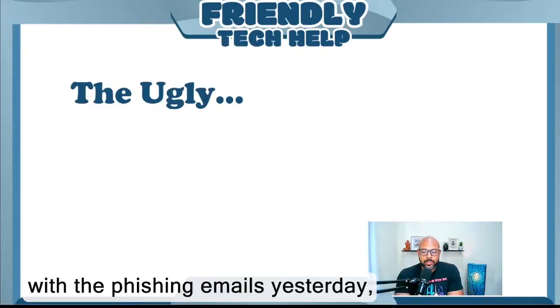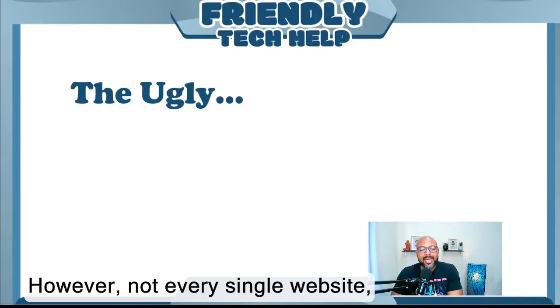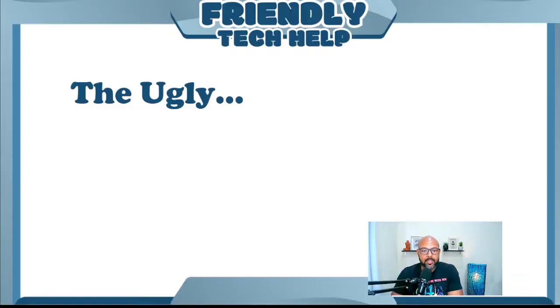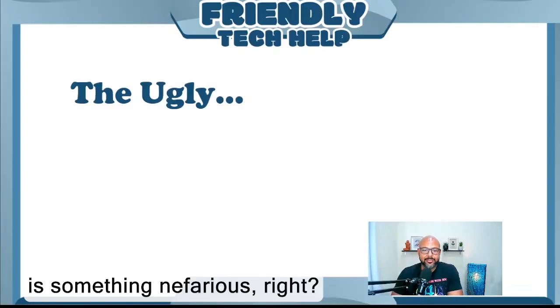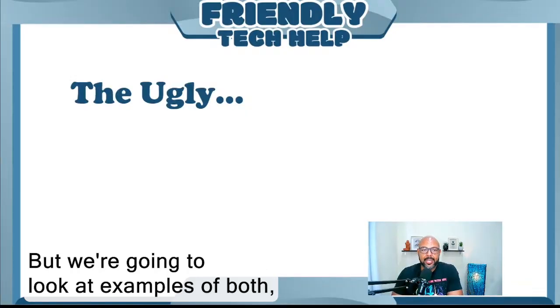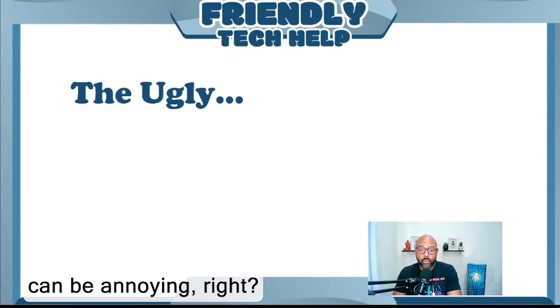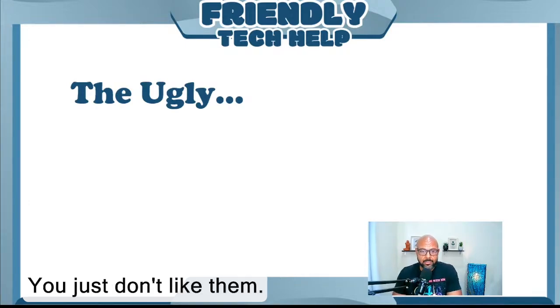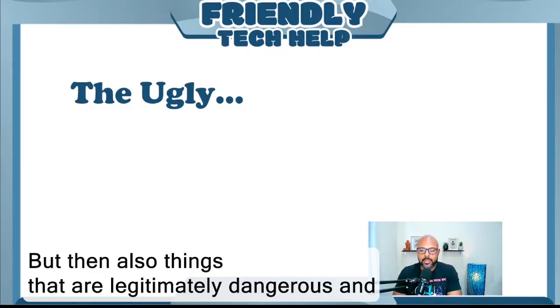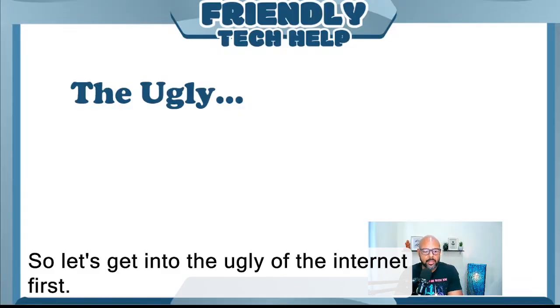Like we talked about with the phishing emails yesterday, there are a lot of nefarious actors on the internet. However, not every single website is something nefarious, right? Sometimes it's just ugly. Sometimes it's just confusing. We're going to look at examples of both, not just things that are harmless, but some things that can be annoying, right? You just don't like them. But then also things that are legitimately dangerous. And then we'll talk about some ways to avoid these things. So let's get into the ugly of the internet.